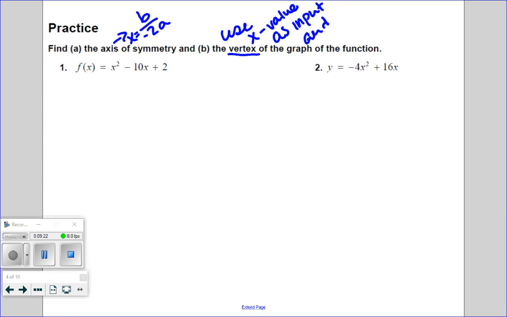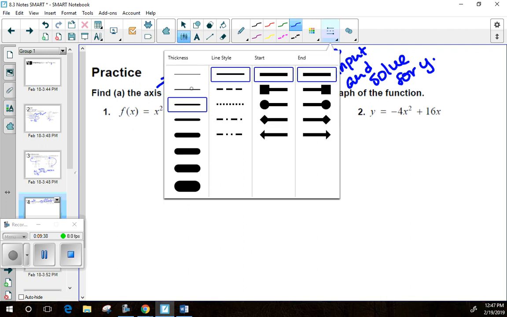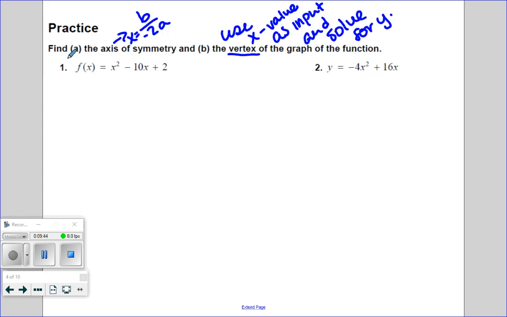And solve for y. Okay, so that's for the second part there. I'm going to make sure I am on the thinner side here. Otherwise, it's going to be too thick.